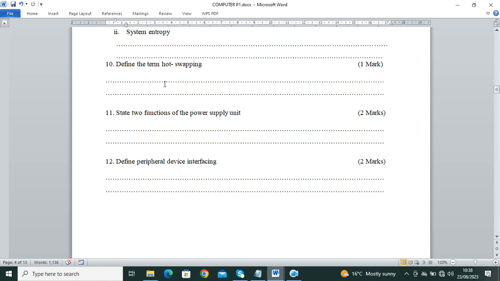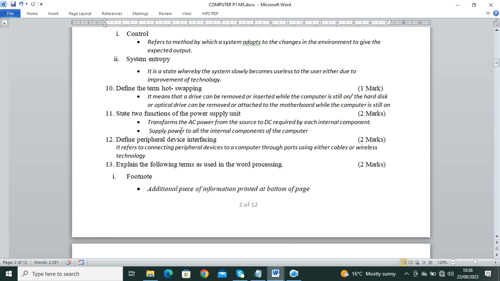Second topic, computer systems. So, guys, what is hot swapping? Hot swapping means that a drive can be removed or inserted while the computer is still on. Simple and clear. I don't need to read the rest. So you can remove a flash disk, you can remove a hard drive, and then insert it without really restarting the computer. The computer will still recognize that I have been given a hard disk. That is hot swapping. It means that a drive can be removed or inserted while the machine is still on.